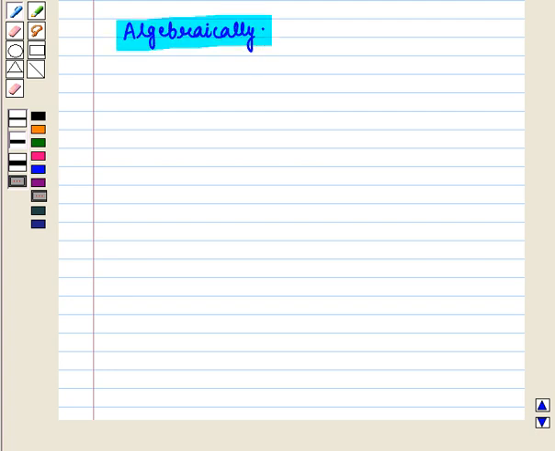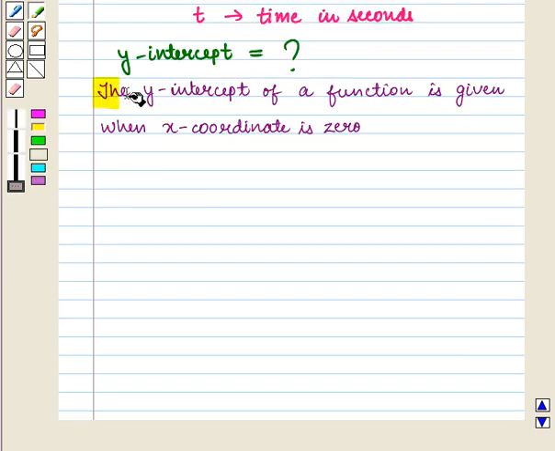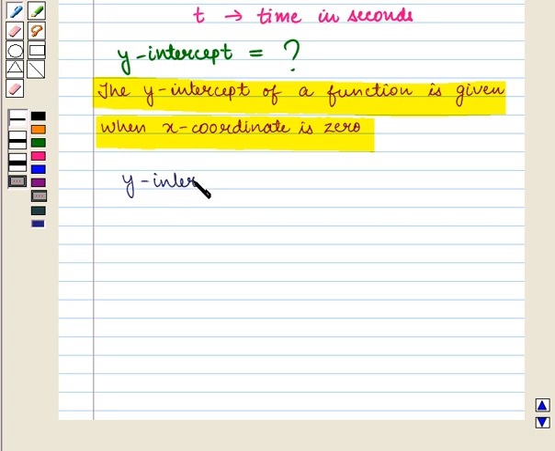Here we are given the function that models the height of the rocket at any time t, and the function is h is equal to minus 16 t square plus 96 t plus 180, where h is the height in feet and t is the time in seconds. Firstly, we have to find the y-intercept. We know that the y-intercept of a function is given when the x-coordinate is 0, that is, the y-intercept is given by the coordinates 0, y.